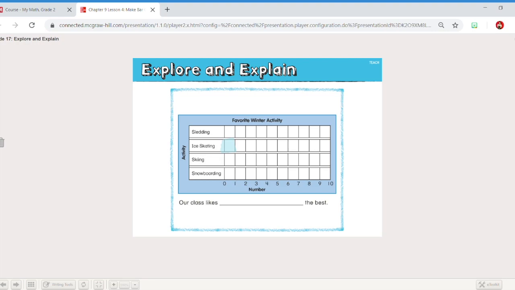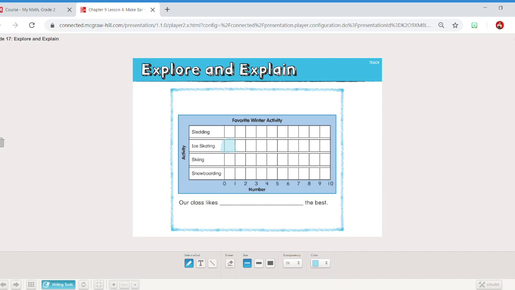So we're going to do our Explore and Explain, which is to ask different classmates about their favorite winter activity. But because our classmates are not here with us today, you can ask friends, family, call people on the phone, do what you've been doing for your picture graphs or other survey data things. I'll give you my vote. My favorite winter activity is ice skating, so you can include my vote on your chart. And go ahead and make your own bar chart.